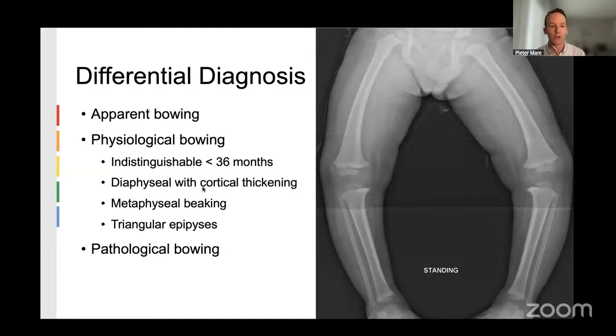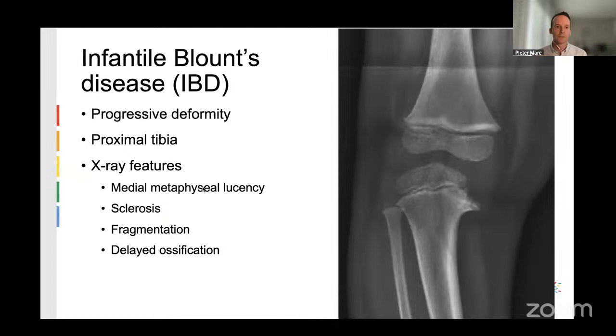Now, lastly, pathological bowing. In our center, Blount's disease is the most common cause, but you have to consider other causes as well. So rickets, skeletal dysplasias, focal fibrocartilaginous defects, post-trauma or infective changes should all be considered. So how does infantile Blount's disease differ from this? The deformity is progressive. It doesn't improve with time. It's isolated to the proximal tibia.